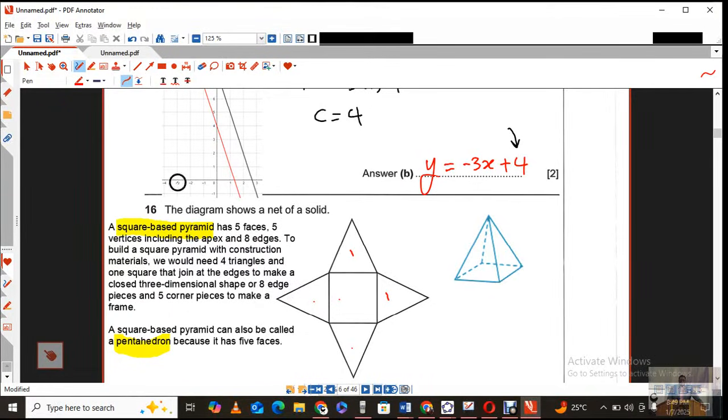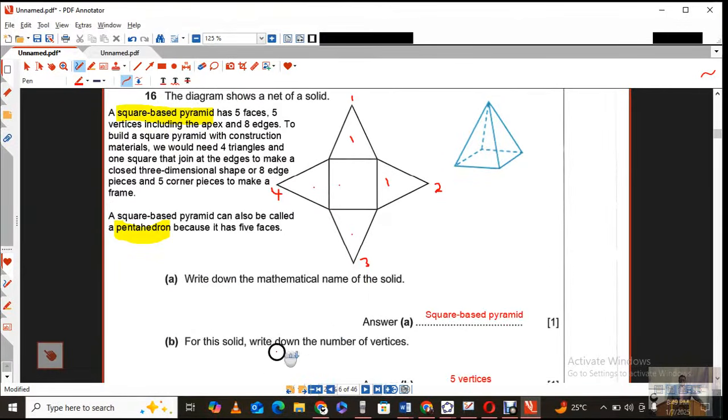5 vertices. Now the vertices are where the faces or the edges are coming together. So this is vertex 1, that's going to be 2, that's going to be 3, that's going to be 4. So where will the other vertex be? I mean, 5 vertices, including the apex. Because the question says, for this solid, write down the number of vertices.